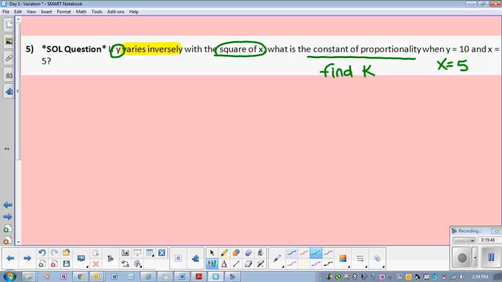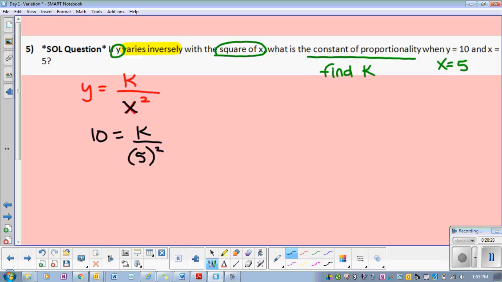So just be careful when you go to write this. Y varies inversely with the square of x. This is not a square root. This is a square of x. Okay? Just be careful with that. So what is the constant of proportionality when y equals 10 and x equals 5? Well, x was squared. Don't forget to square it. Right? When you go and plug it in, you're only plugging in the number into your x, but that x was squared, so don't forget to put the square.